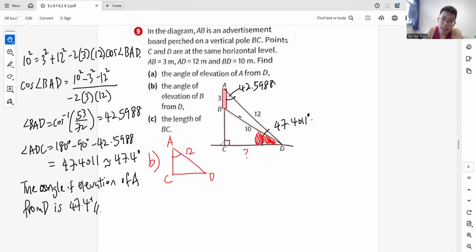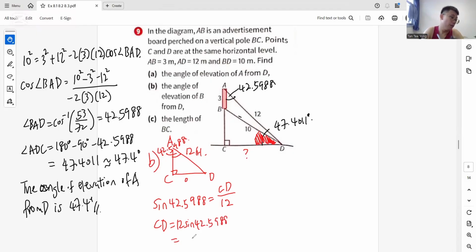And for angle CAD, I have the angle, 42.5988, right? So I can use SOH CAH TOA, with a 90 degree angle here. The reference angle is here, so this is opposite, this is hypotenuse. So use the sine ratio. Sine 42.5988 equals opposite, which is CD, over 12. So CD is actually 12 times sine 42.5988.